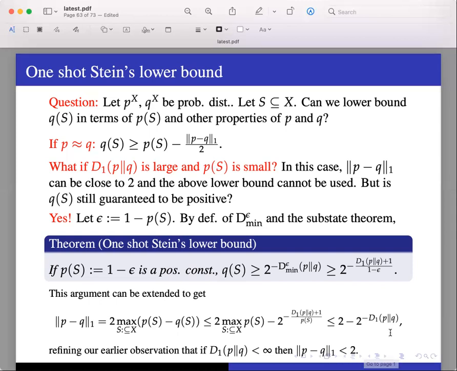So any questions about Stein's lower bound, Sanov's theorem, I mean, at least one side of Sanov's theorem, the lower bound of Sanov's theorem, or Pinsker? Okay. So let's proceed.